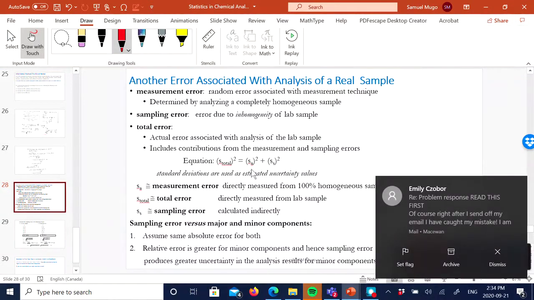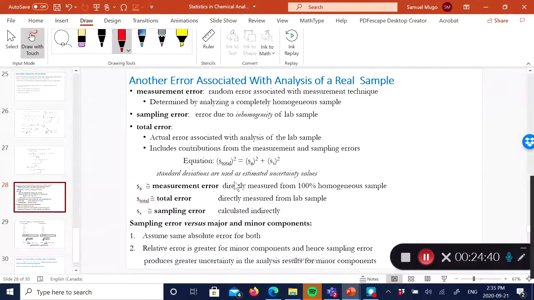And how you do that is by running a very homogeneous sample. You take a sample that is very, very homogeneous and you use your analytical method to run that sample. Based on that, you would know the total error, and so you can determine what the sampling error is. Let me give you an example.